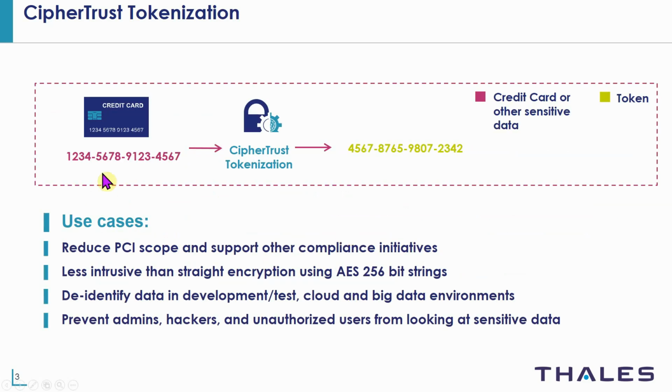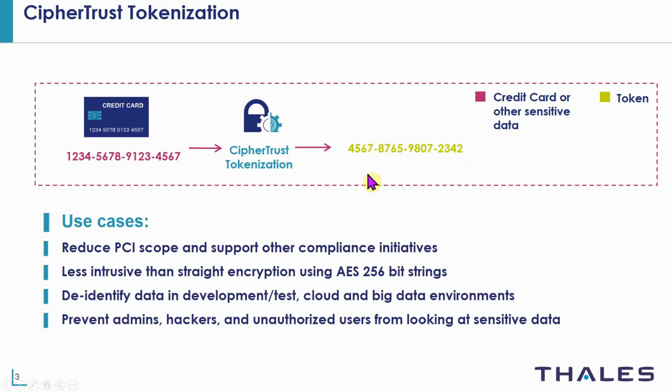Next is a quick example of format preserved encryption with a credit card. So this is the credit card number that was input into the CipherTrust tokenization process, and the output is the actual tokenized value. As you can tell, the format remained the same, so all digits and four characters split up into four digits each. And this is how it would be stored in a database in this example.